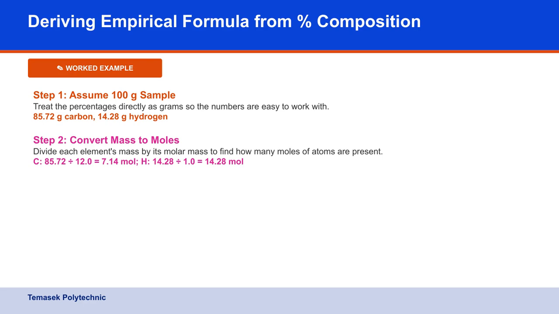A common mistake here is dividing by the wrong molar mass. Always double-check which element you are working with. These mole values now tell us the relative number of atoms of each element present in the compound, which sets us up perfectly for the next step.